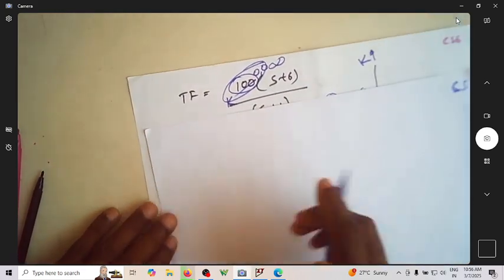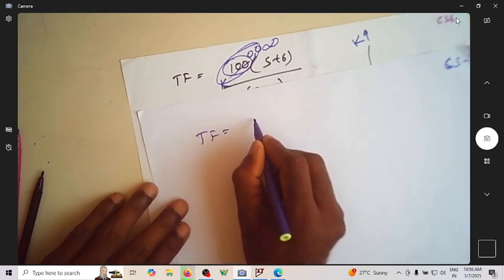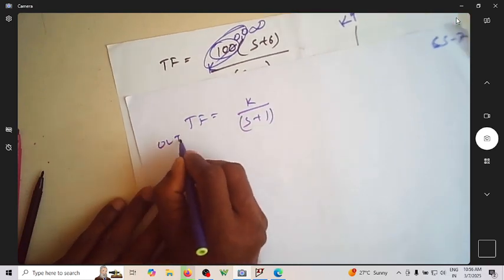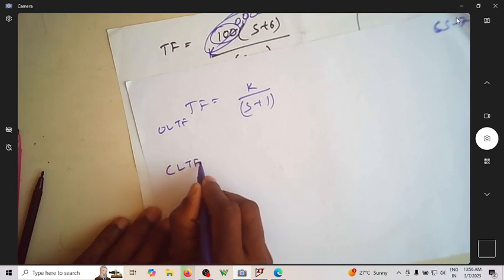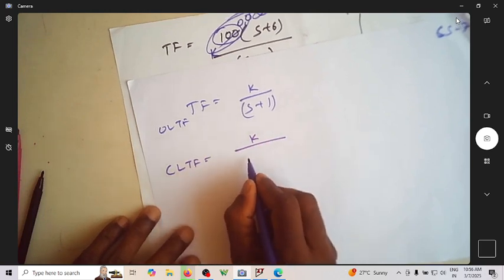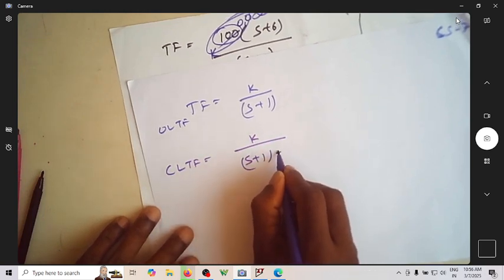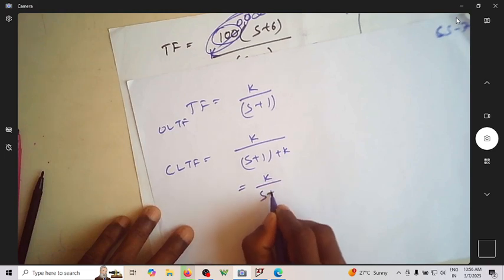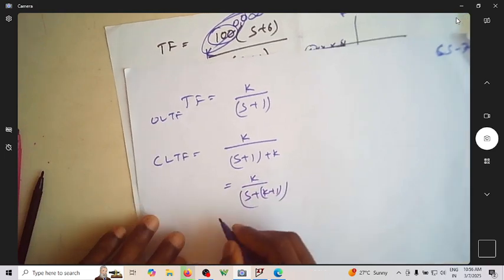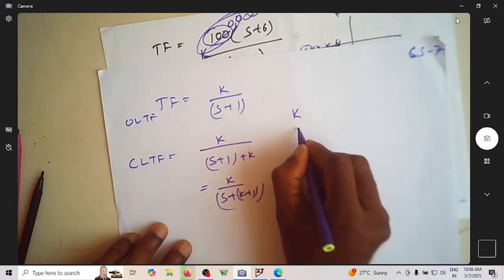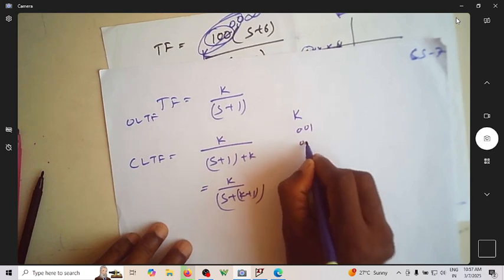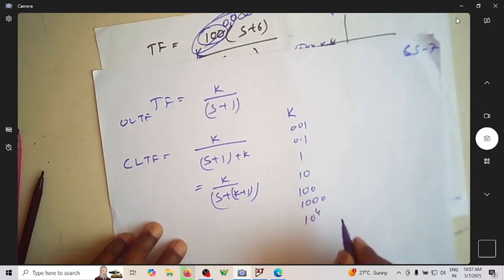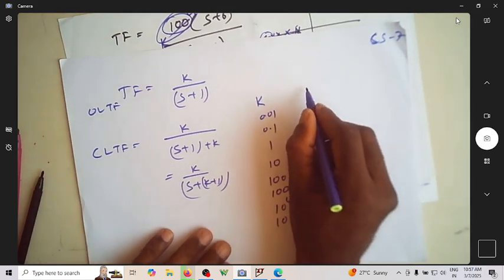Now we can take another example. Assume you have k by s plus 1. This is your open loop transfer function. What is the closed loop transfer function? The closed loop transfer function is k by s plus 1 plus k. Is this not k by s plus k plus 1? Now as the value of k ranges from 0.01, 0.1, 1, 10, 100, 1000, 10 power 4, 10 power 5, what is the pole position?